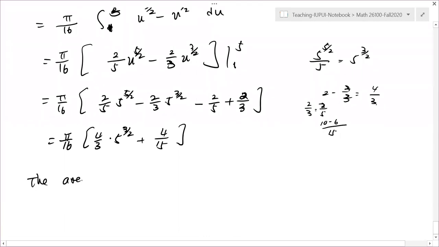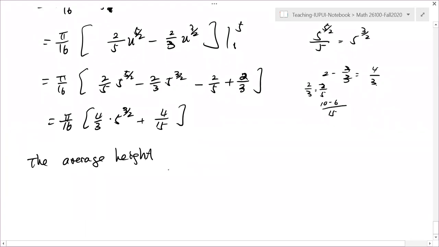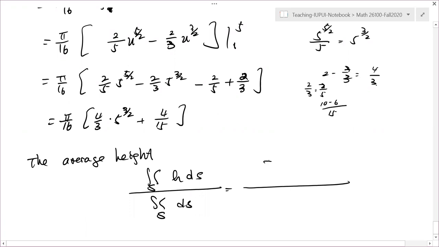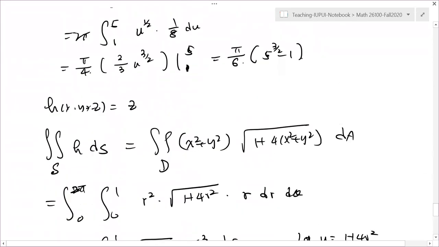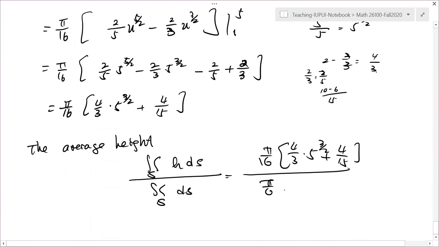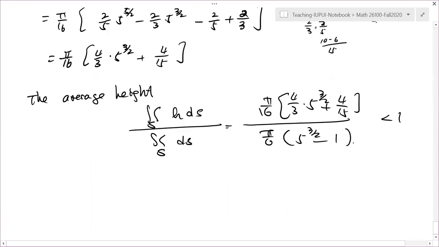Now the average height of that parabola is going to be the double integral of h dS divided by the area. So the pi over 16, and what is the denominator? I forgot the denominator. Okay, pi over 6. Now, this number looks pretty strange, but I guarantee it's between 0 and 1. It should be less than 1, otherwise my computation is wrong. How do we check this is less than 1? Well, first of all, pi cancels out, right?